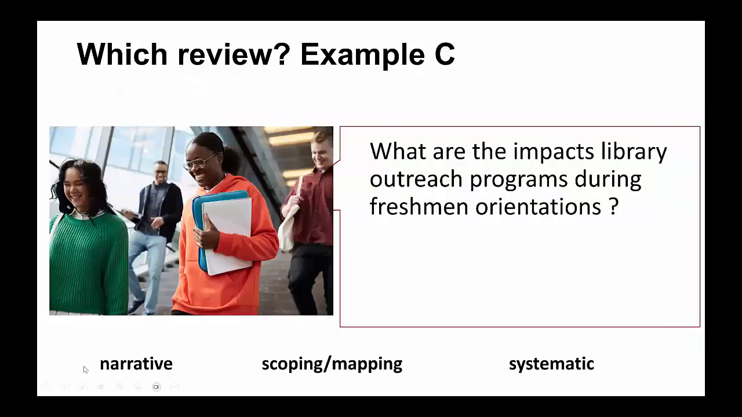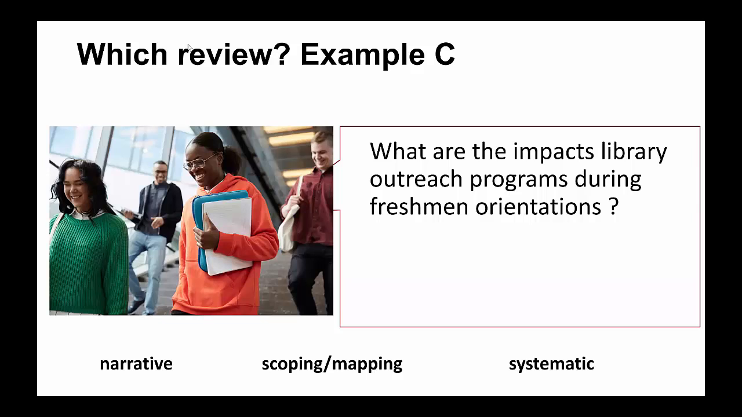Okay. And one more. I should say, what are the impacts of library outreach programs during freshman orientations? So, what are you thinking there? So maybe you're thinking it might be systematic. I think we might have to have a little bit more information to figure out if it's systematic. But it does have a little bit more detail maybe than the other questions that we've had.